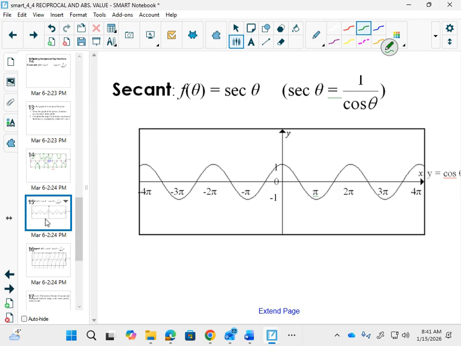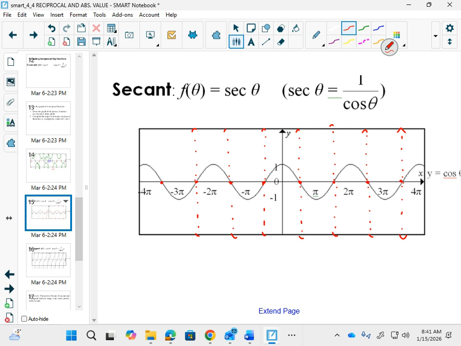Next, we could do the graph of secant. So what would we do? We would start by drawing the graph of cosine. Remember, cosine starts at a maximum, period of 2 pi. So everywhere where cosine has an x-intercept, those will become non-permissible values. And in the graph, those non-permissible values will become vertical asymptotes. And again, I have a lot of them on this graph.